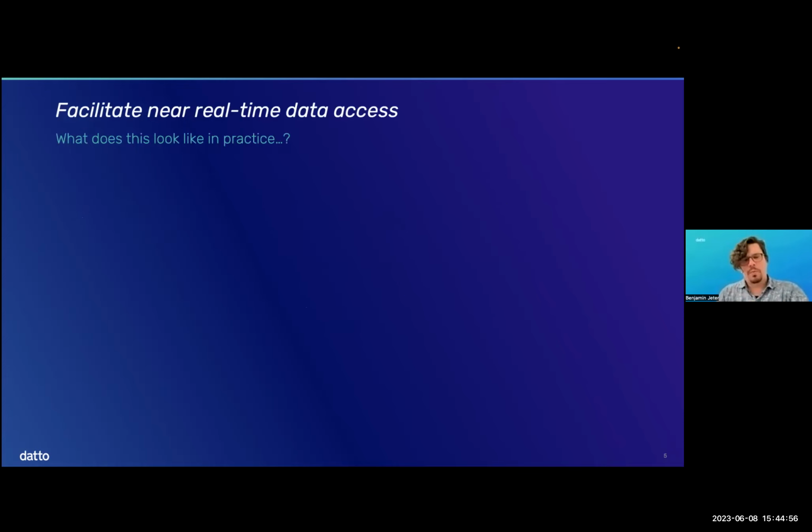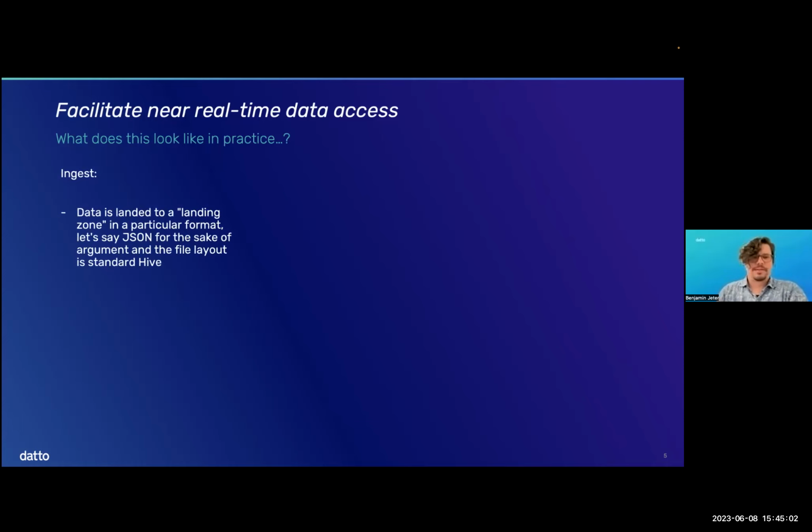So what we're going to do, facilitate real-time data access. And what does that look like in practice? There's going to be a couple of steps. So let's say, for the sake of this presentation, that you have a landing zone and data is landed in Hive format with, say, created date equal 2023-01-01, etc. And let's just say that it's JSON. And then we're going to use Trino to query it. And then you draw the rest of the YAML, which is what we're about to do.